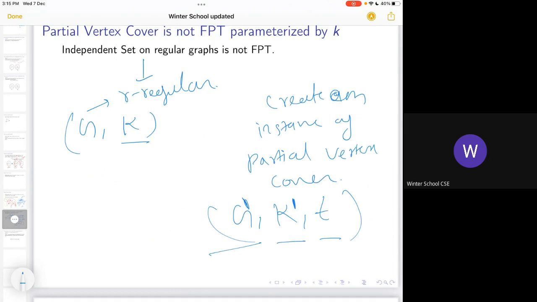If you keep T as all the edges, you basically want vertex cover. It's not partial vertex cover then. If T is equal to all the edges, all you're asking is for a reduction from independent set on regular graphs to vertex cover, which we said did not make sense, right? Because vertex cover is FPT and independent set is not. Yes, G prime equals G.